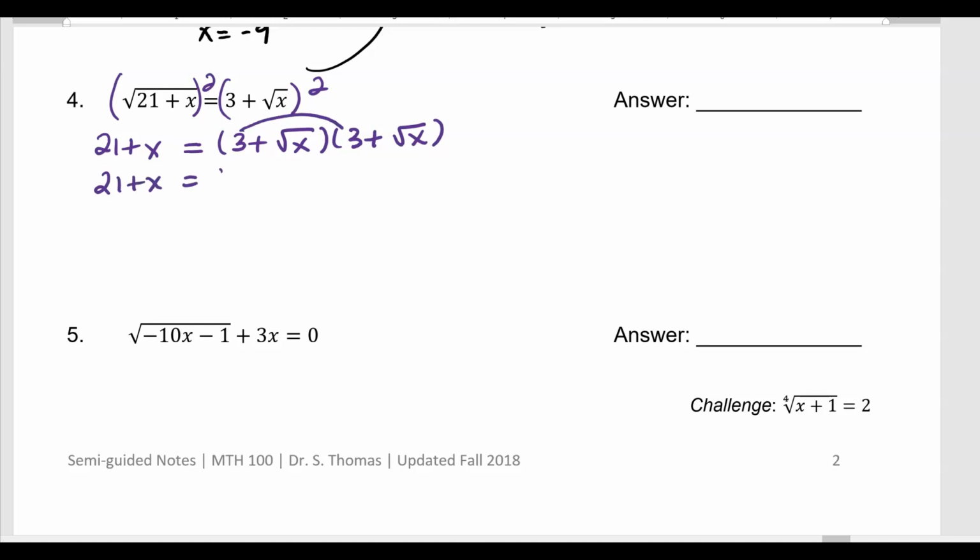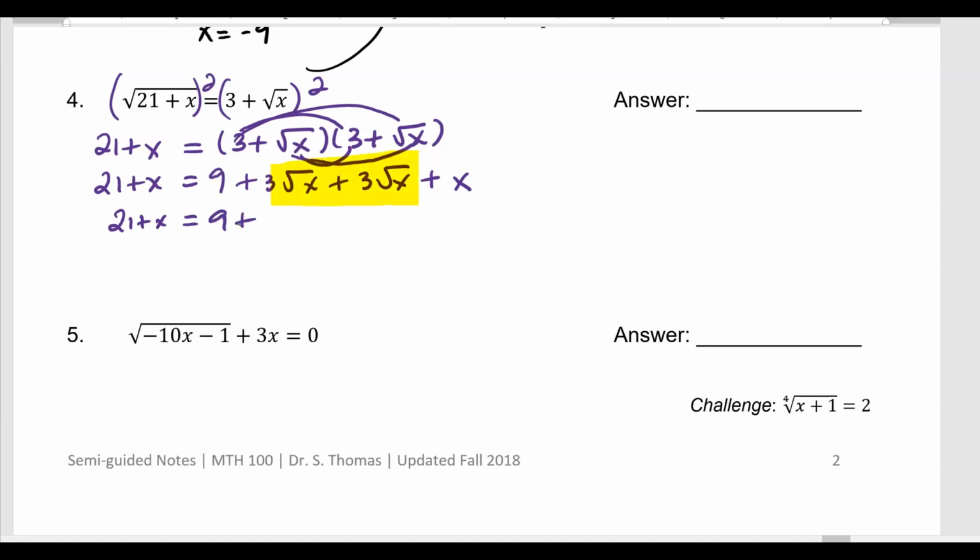3 times 3 is 9. 3 times radical x is 3 radical x. Again, 3 radical x. And what's the square root of x times the square root of x? It's the square root of x squared, which is x. Then we're going to put our like terms together in the middle here. These are like terms. We can put them together. 6 radical x plus x.